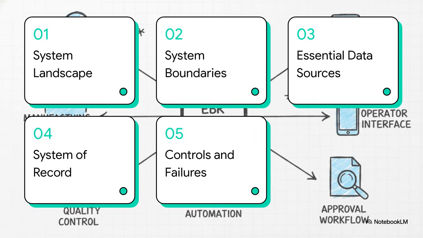Here is our roadmap for today. First, the wider system landscape. Second, drawing clear system boundaries. Third, mapping essential data sources. Fourth, defining system of record. And finally, interface controls and failures. Let's get right to it.